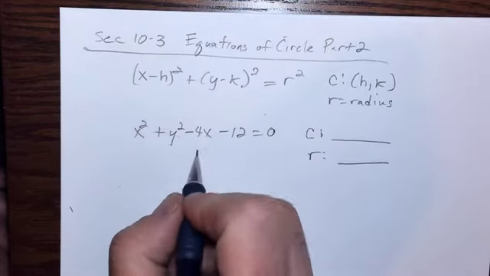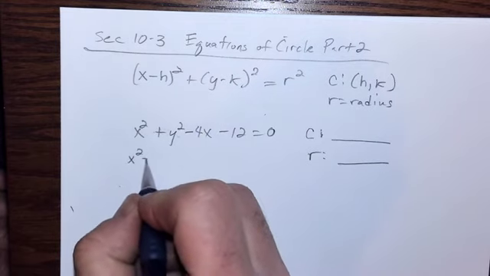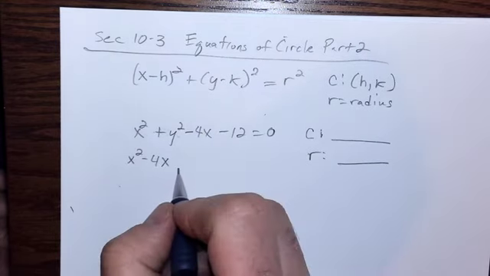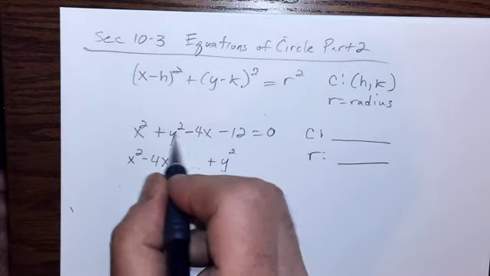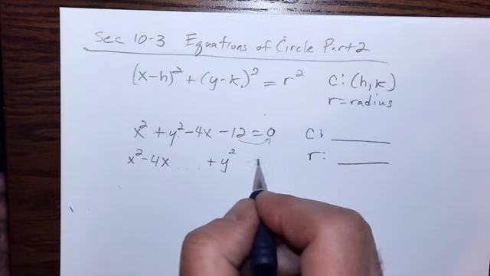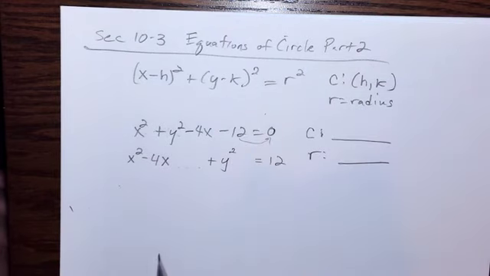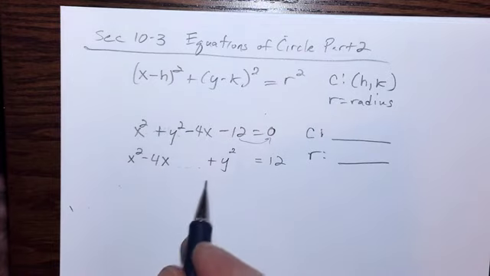And it's relatively simple. All I'm going to do is put the x parts together, x² − 4x, and I'm going to leave a little space. And then I'll put the y parts together, and since there's no y, I just leave it like that. And I'm going to move this to the other side. Now what I'm going to do is complete the square in x and complete the square in y.